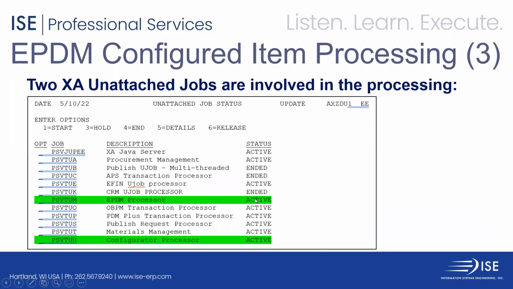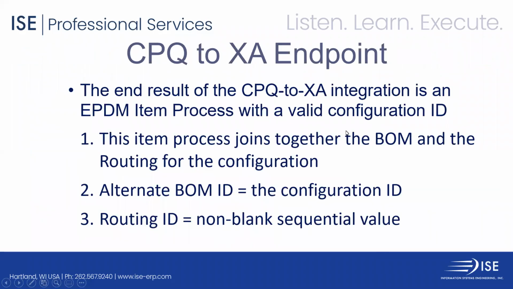There are two unattached jobs that are involved. You have the configurator processor. If you've ever seen that unattached job, you're wondering what it does. That's the one that wakes up when new records are written to those interface tables in the System I toolkit. And then that UJob works with the EPDM processor UJob to build your new item process with the associated bill of material and the routing. So what's the endpoint of the CPQ to XA vanilla out-of-the-box integration?